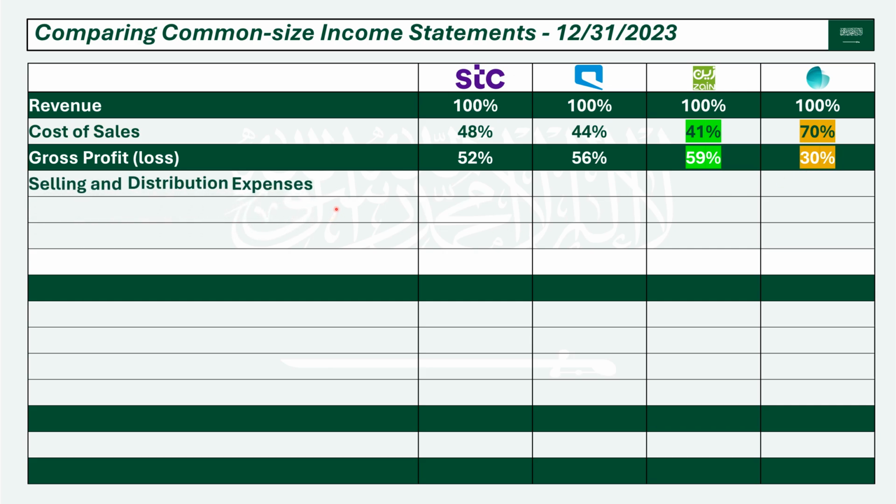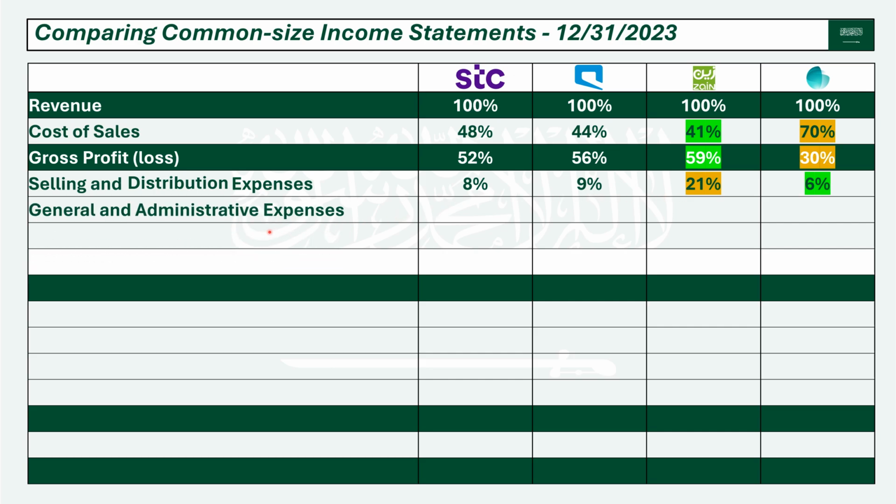Selling and distribution expenses. Go Telecom is in the first position with the minimum selling and distribution expenses, 6%. Second position goes to STC with 8%. Third position goes to Mobily with 9%. And the fourth position goes to Zain with 21%.